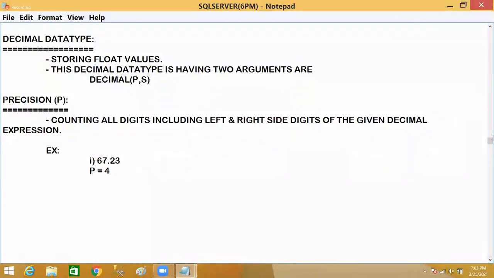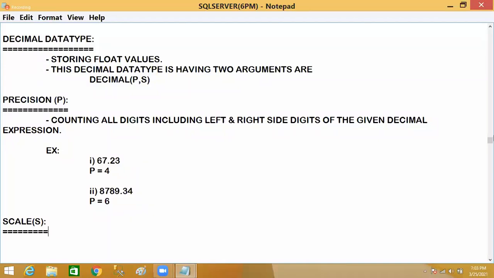Suppose I give one more expression. Can you tell me, guys, what is the precision value in this expression? Yes, 6 is my precision. So precision means counting all the digits. And what about the scale?